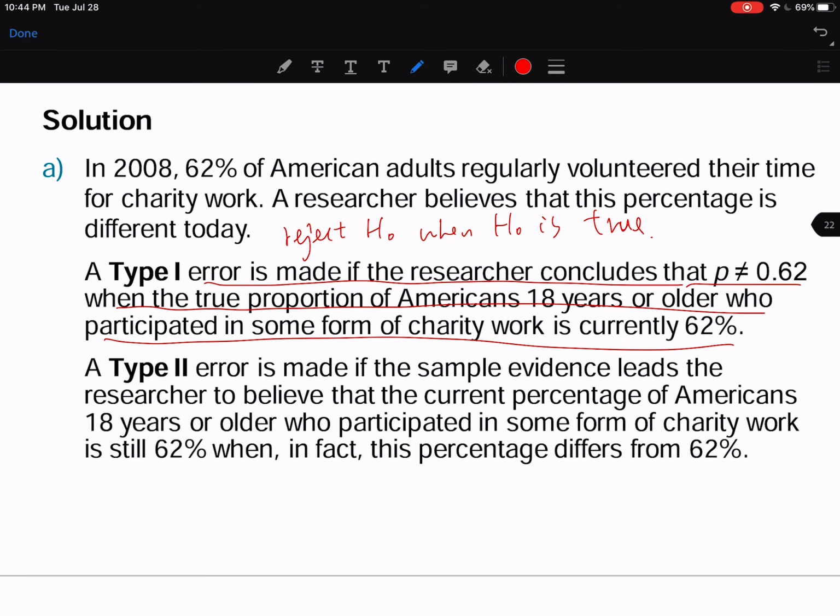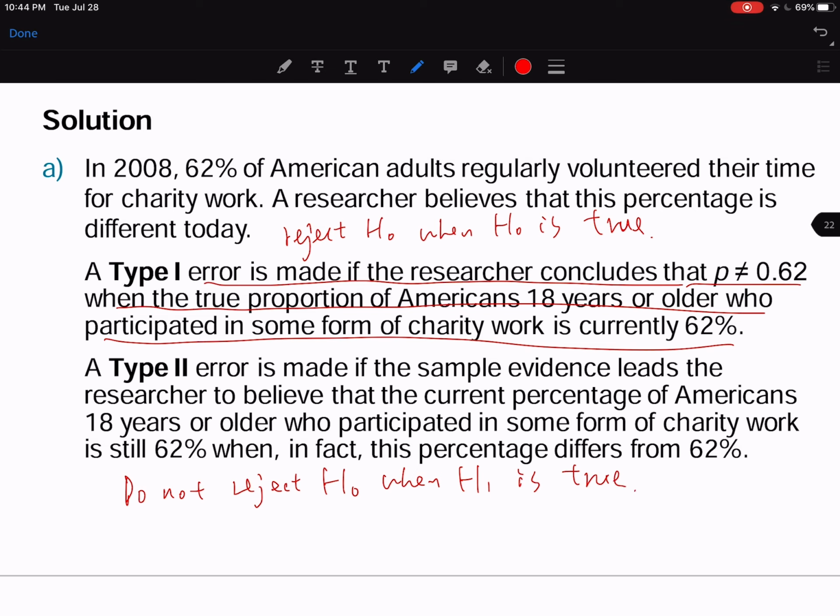Now let's take a look at what the type 2 error looks like. A type 2 error is made if the sample evidence leads the researcher to believe that the current percentage of Americans 18 years or older who participated in some form of charity work is still 62%, when in fact this percentage differs from 62%. So type 2 error is do not reject the null hypothesis when the alternate hypothesis is true.